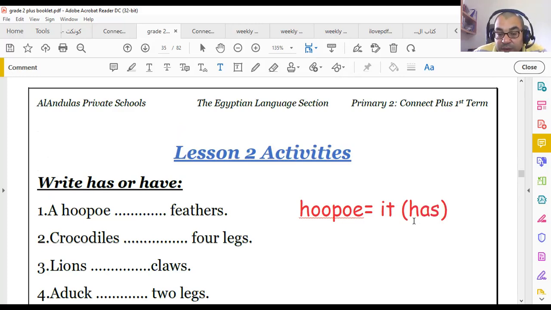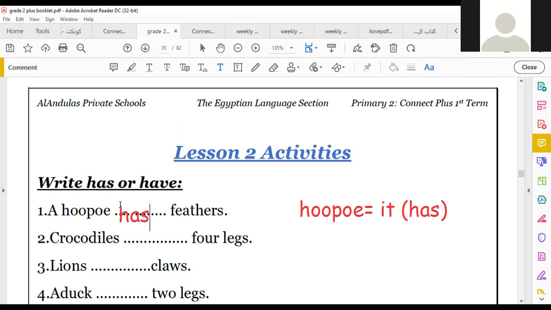Yusuf. And because hoopoe equals it, hoopoe takes what, Yusuf? Has. Excellent, Yusuf, well done. Thank you very much.